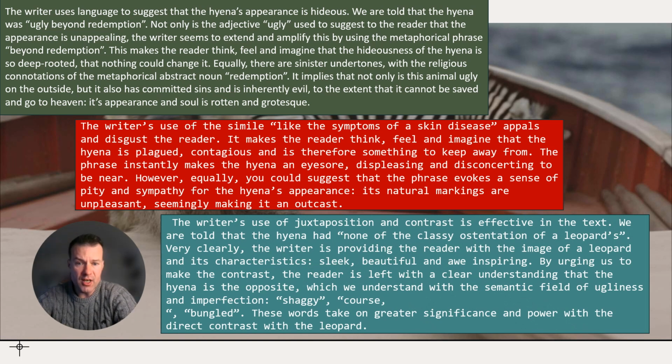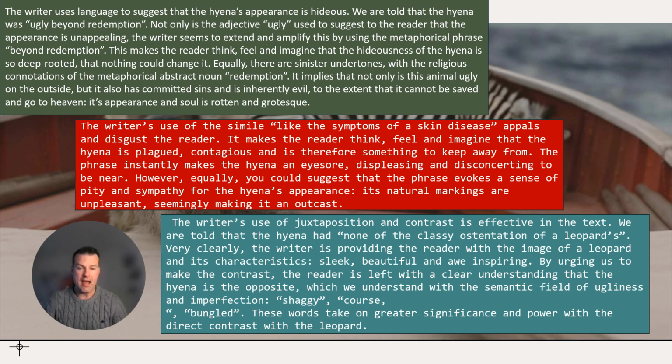The writer's use of juxtaposition and contrast is effective in the text. We are told that the hyena had none of the classy ostentation of a leopard's. Very clearly, the writer is providing the reader with an image of a leopard and its characteristics: sleek, beautiful and awe-inspiring. By urging us to make the contrast, the reader is left with a clear understanding that the hyena is the opposite, which we understand with the semantic field of ugliness and imperfection: shaggy, coarse, bungled. These words take on great significance and power with direct contrast with the leopard.